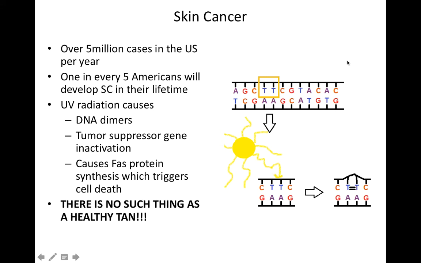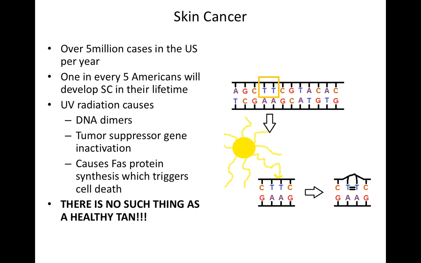Pretty much, there's no such thing as healthy tans. A tan is a response to DNA damage. Any darkening of your skin means that your skin is calling out for help and it's responding. Your melanocytes are responding by making more melanin, which makes your skin darker. Anytime your skin darkens, it is going to be in response to damage.